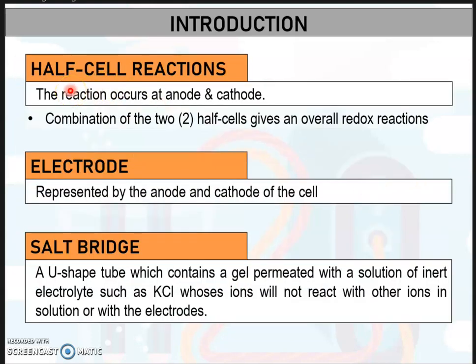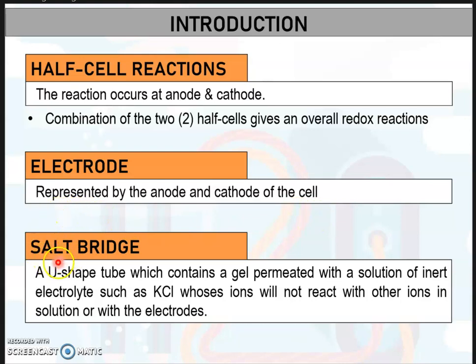Okay, so then what is half cell reaction? Half cell reaction is the reaction that occurs at anode and at cathode. And the combination of the two half cell reactions gives an overall redox reaction. Next, electrode. What is electrode? Electrode is represented by the anode and cathode of the cell.